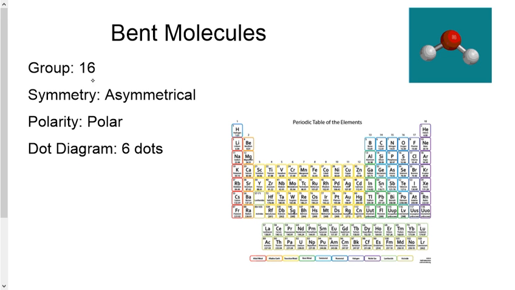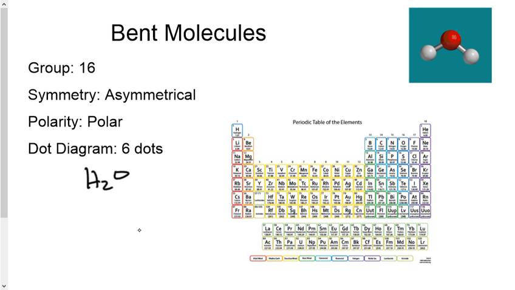We're going to go to group 16. All the way over here, we find oxygen, sulfur, selenium, tellurium, and polonium in that group. Group 16 has 6 dots. And the example we're going to do is water, H2O. Like I said, all examples in this lesson will be done with hydrogen, just for simplicity's sake.